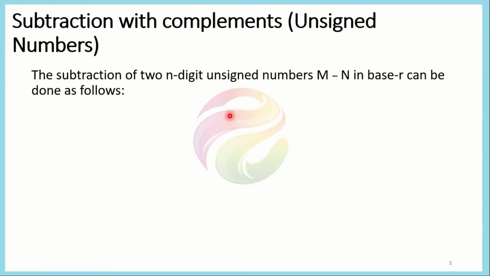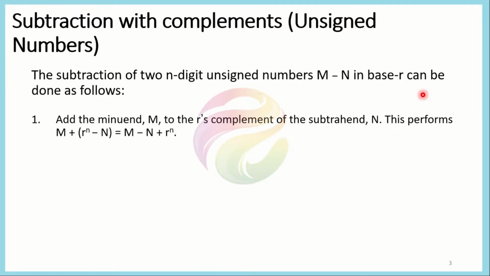Suppose we are subtracting two unsigned numbers. Both of them are represented in n digits, and they are represented in some base r. r could be used for decimal, or it could be for binary. Most of the examples will be focused on binary systems. Suppose m here is the minuend, while n is the subtrahend, and we need to subtract m minus n. But we will be doing it in a slightly different manner now.